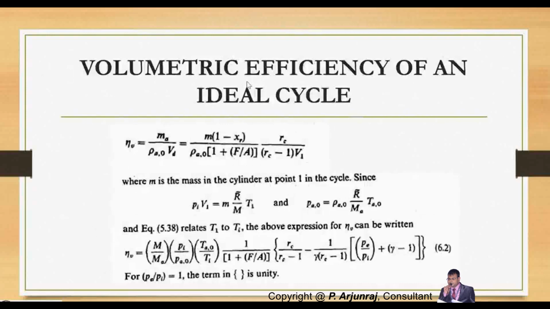So this is the volumetric efficiency of the ideal cycle. All these details are given in chapter 6. You can have it for your reference. It is more of derivations, but you need to understand the formula. The basic formula is nothing but the mass flow rate of the air to the displacement volume. Here, rho is nothing but the density of the air.